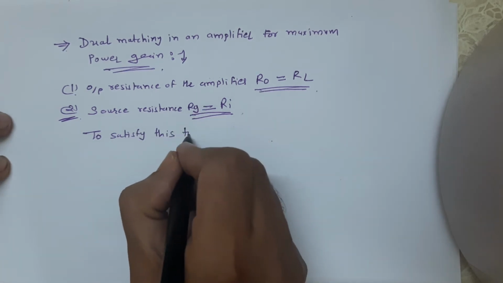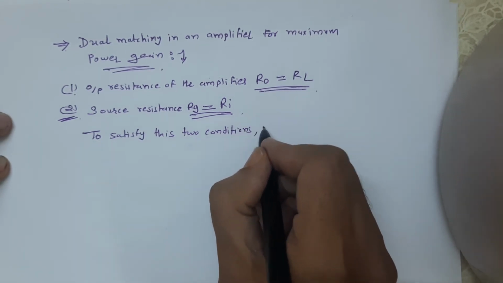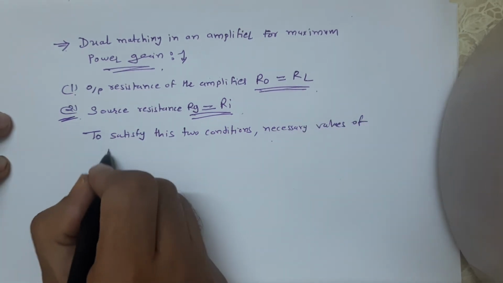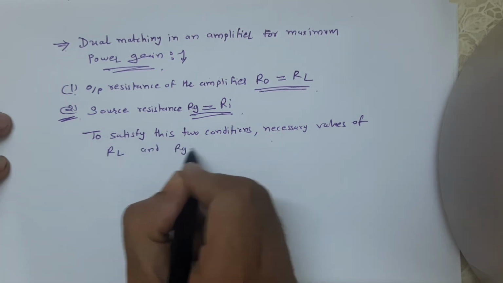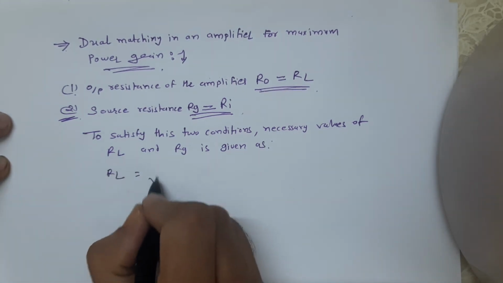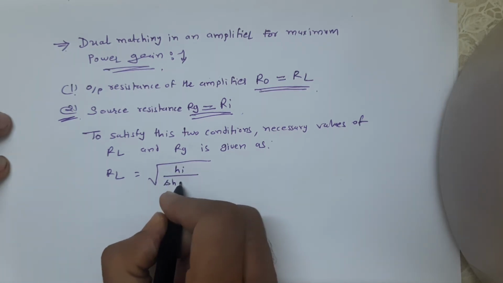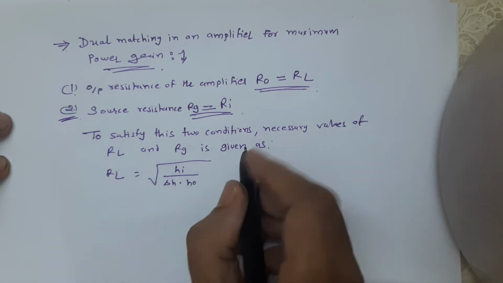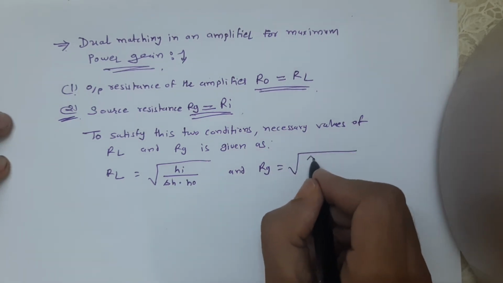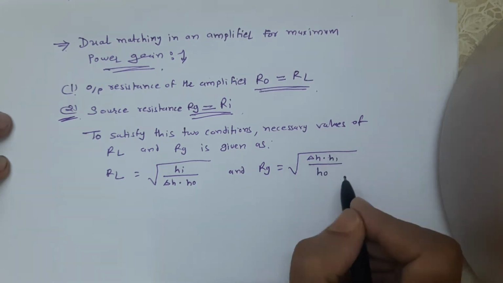to satisfy these two conditions, the necessary values of RL and Rg are given as RL is equal to under root of Hi upon delta H into HO, and Rg is equal to under root of delta H into Hi upon HO.